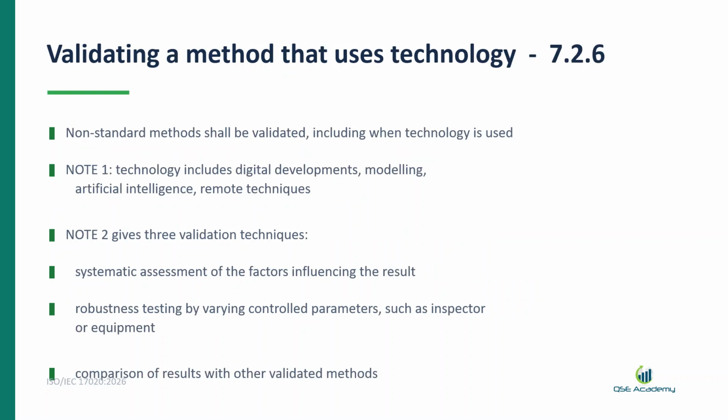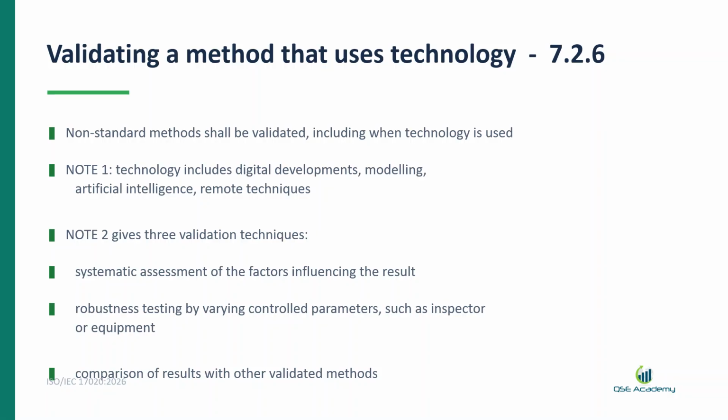And there is a third strand, clause 7.2.6, which is about validating the method rather than the software. It says you shall validate non-standard inspection methods and procedures, including when technology is used, and the validation shall be appropriate to the needs of the application. Note 1 lists what technology means here: digital developments, modeling, the use of artificial intelligence, remote techniques.